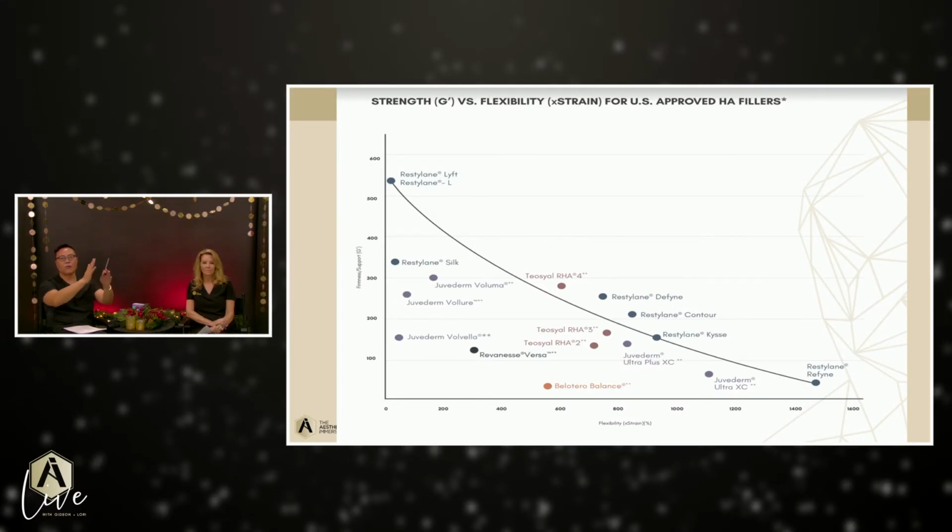And so as you go further out on that spectrum, you're going to see more flexibility. That's where your Refyne is the most flexible. But you can see it's low on the G prime, so it's not going to give you very high lifting capacity. So take that chart and utilize it as a guideline of where these fillers fall into place, and see if it does that for you in your hands.